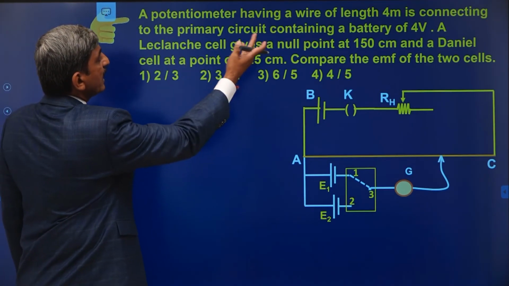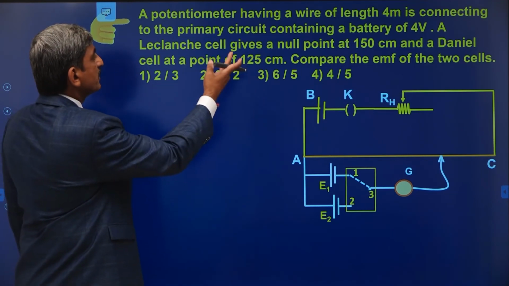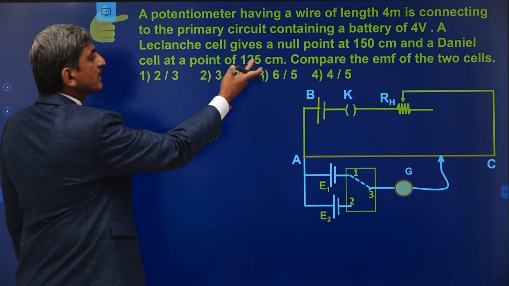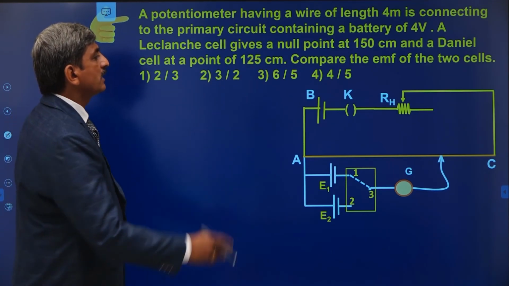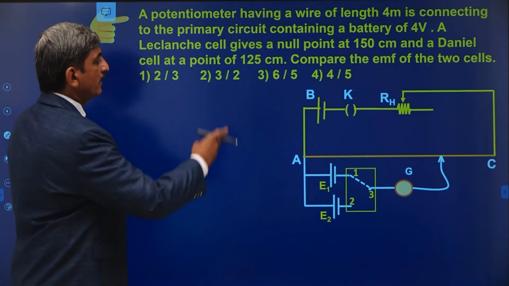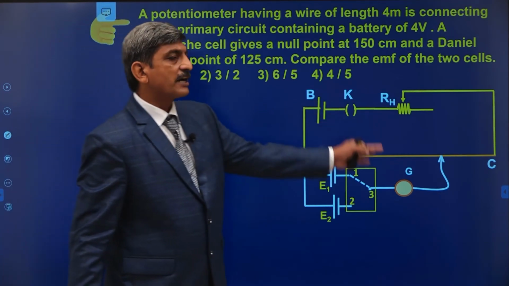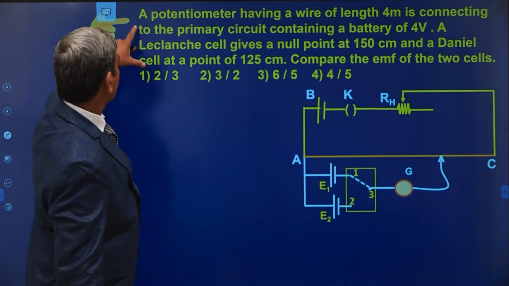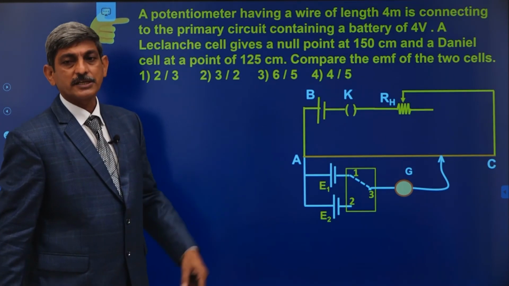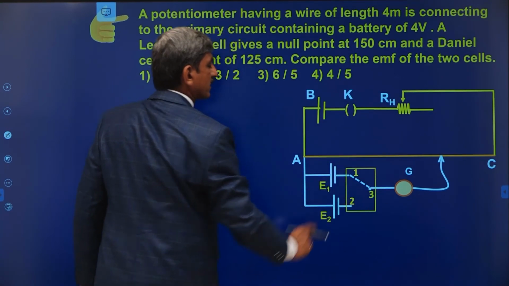A potentiometer having a wire of length 4 meter is connected to the primary circuit containing a battery of 4 volts. A Leclanche cell gives a null point at 150 centimeter and a Daniell cell at a point of 125 centimeters. Compare the EMF of the two cells. Here actually the circuit is not given in the problem, just the problem is given in the examinations. For that problem, this is the circuit. This is the primary circuit and this is the secondary circuit.